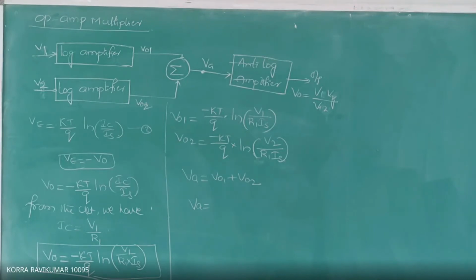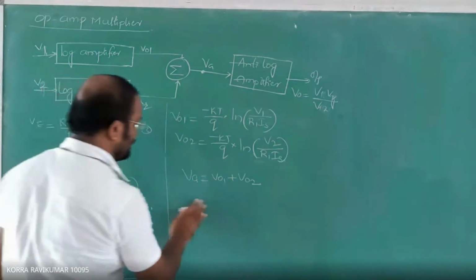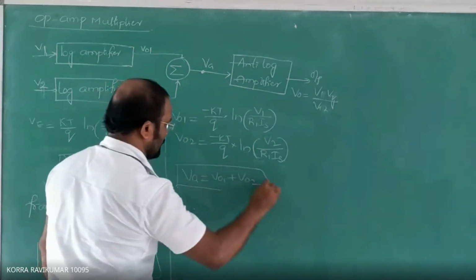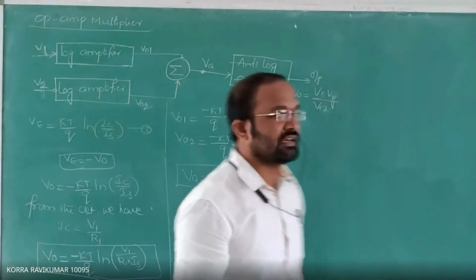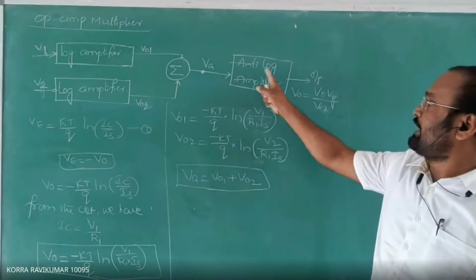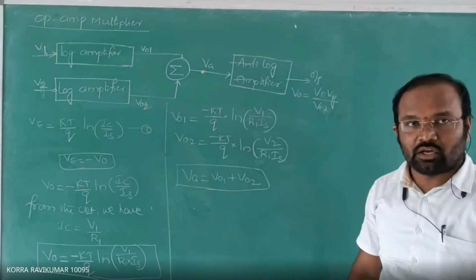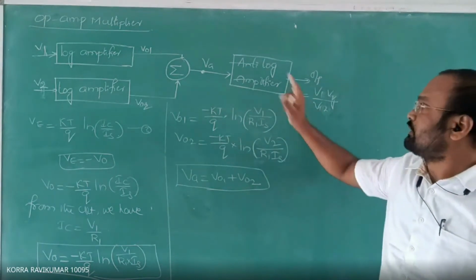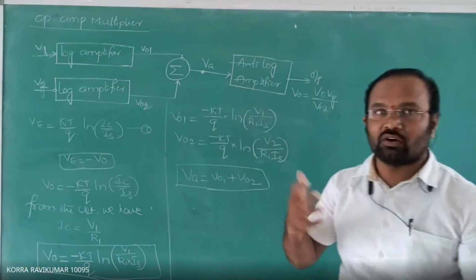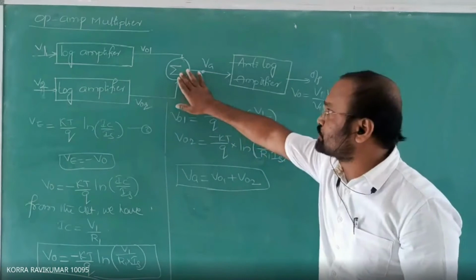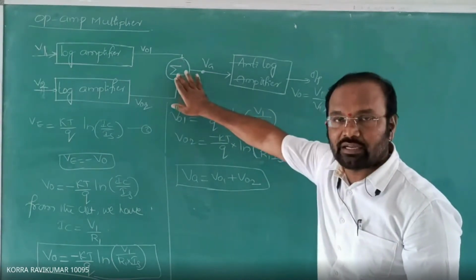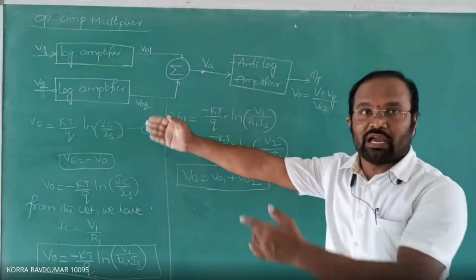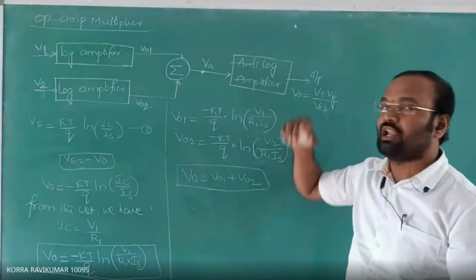Right. Before going to do that, so this is remembered. Now, there is one more amplifier called the anti-log amplifier, anti-logarithmic amplifier. So let us see it. For the anti-log amplifier, what is the output? The output produced by the summation amplifier adder circuit, that is VA, we apply as input to the anti-log amplifier.